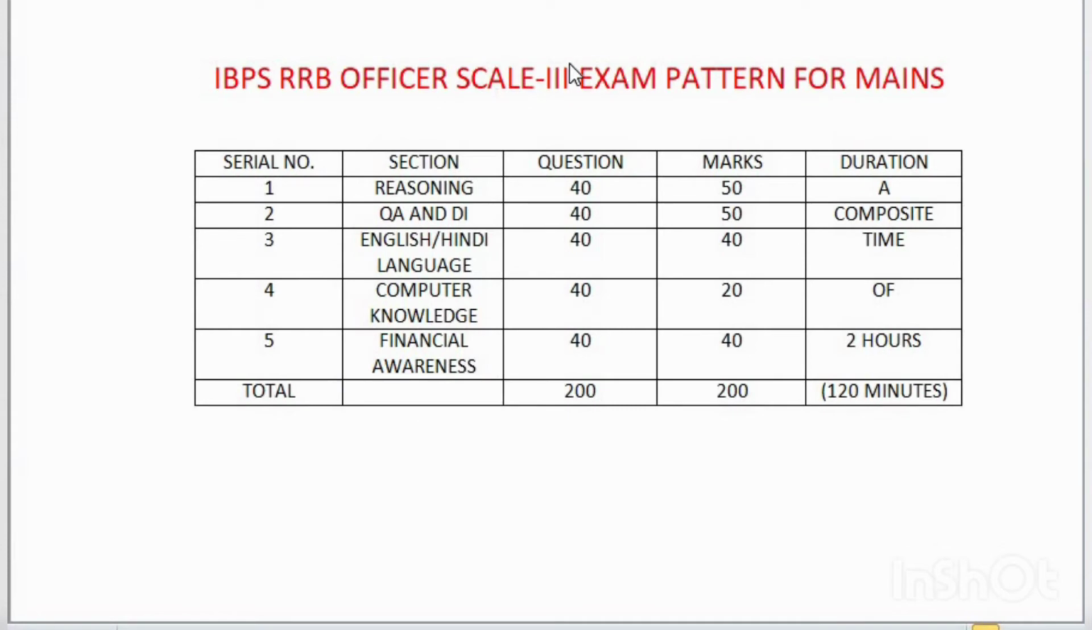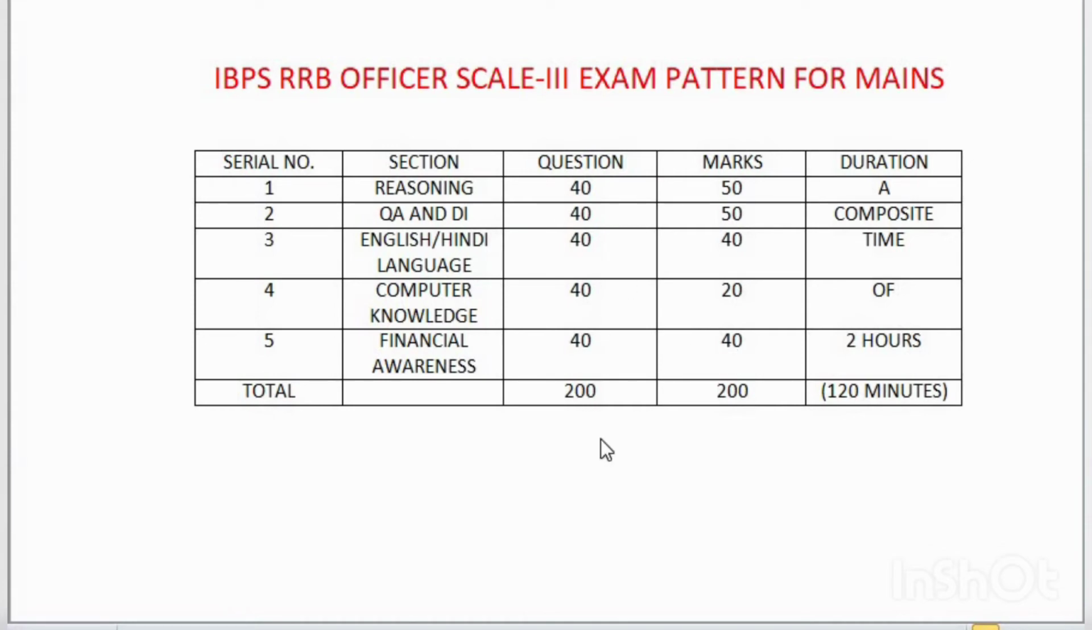Now going to Officer Scale 3 exam pattern. It also consists of only a single written examination, and that is mains exam. It consists of 5 sections: reasoning, QA and DI, English or Hindi language, computer knowledge and financial awareness. Reasoning consists of 40 questions of 50 marks. QA and DI also contains 40 questions of 50 marks. English language consists of 40 questions of 40 marks. Computer knowledge consists of 40 questions of 20 marks. And financial awareness consists of 40 questions of 40 marks.